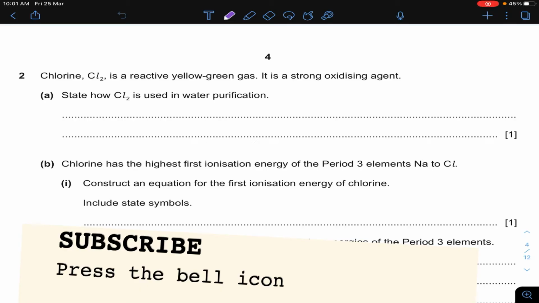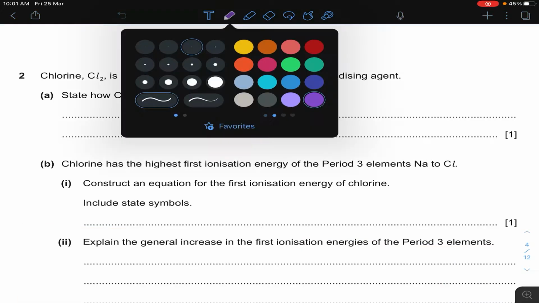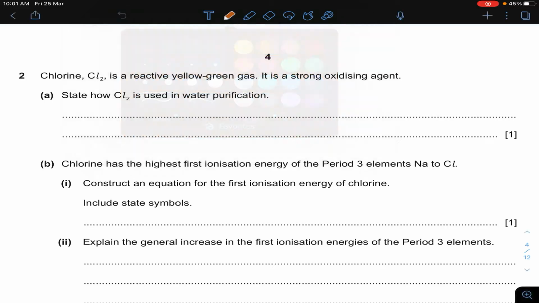Okay, so now this is question number 2, and this is related to group 17. Chlorine is a reactive yellow-green gas. It is a strong oxidizing agent. State how chlorine is used in water purification. So this is just a simple question for 1 mark. So why is chlorine used in water purification?